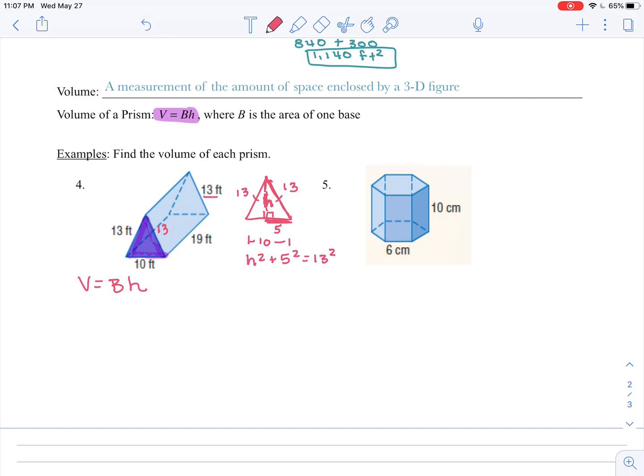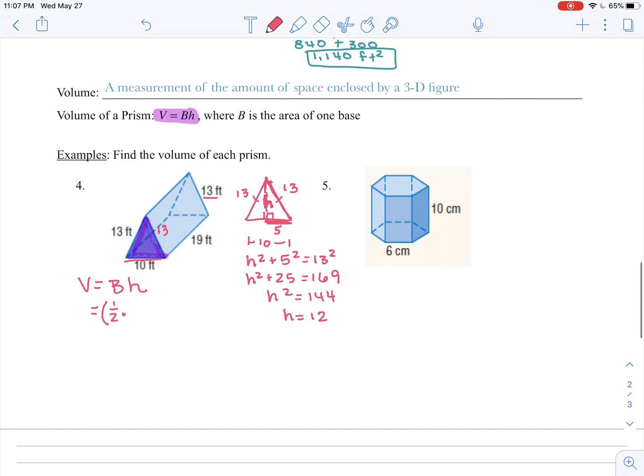So h squared plus 5 squared equals 13 squared. h squared plus 25 equals 169. So that h squared is 144. And the height of the triangle is 12. All right, to go back to our volume formula. So volume is area of our base, so 1/2 times the base of our triangle, which is 10, times the height of 12 that we just found, times this height, which is the height of our three-dimensional prism.